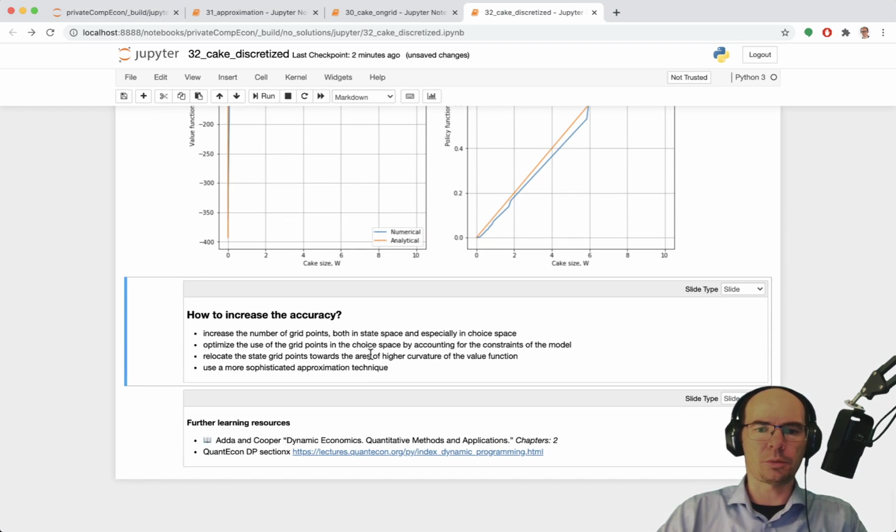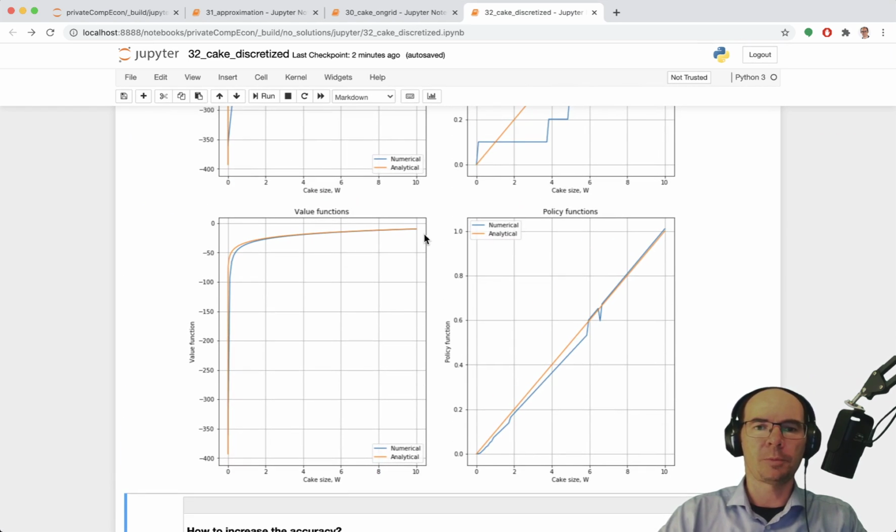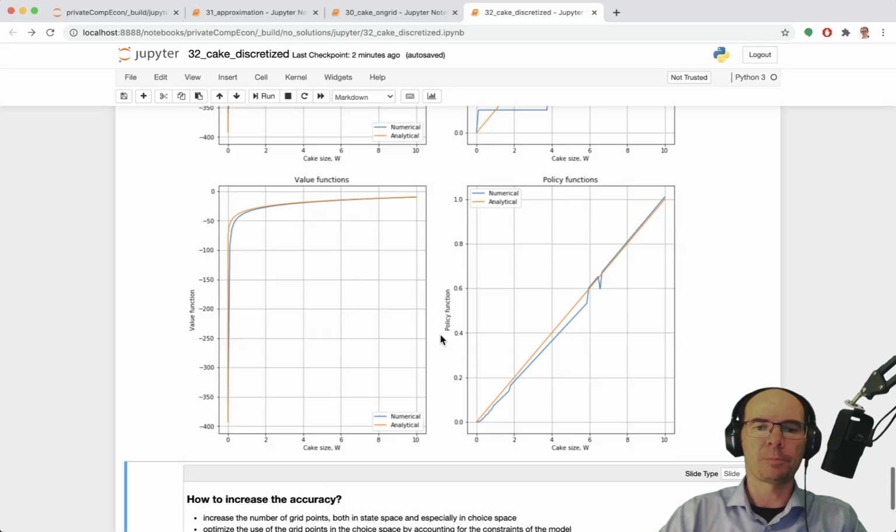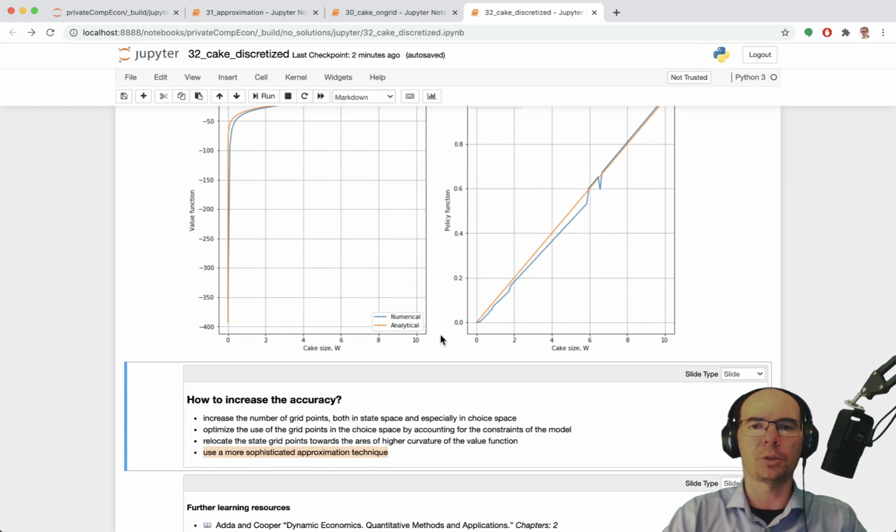But in order to make the approximation better where the curvature of the value function is higher, we could simply put more grid points into that area. And then, of course, we only used the simplest interpolation technique, and instead we could use a more sophisticated approximation technique, like, for example, Chebyshev polynomials, which would probably fit because the function is so smooth, or at least it appears to be very smooth. Or maybe quadratic or cubic splines could be applied as well.